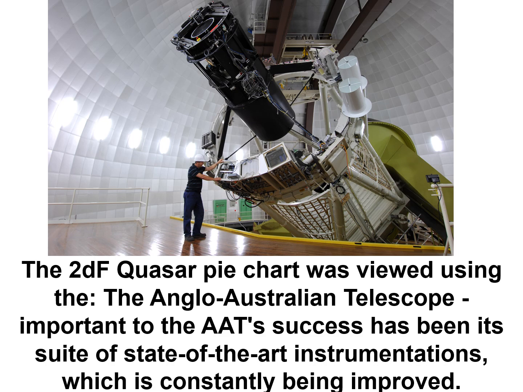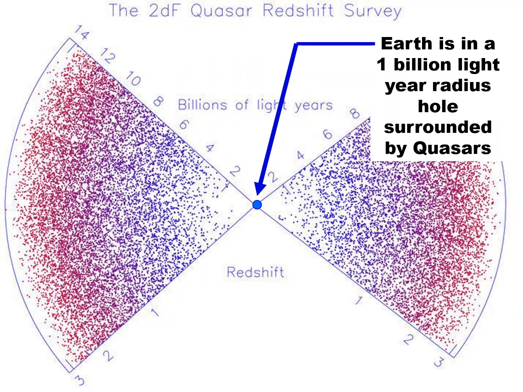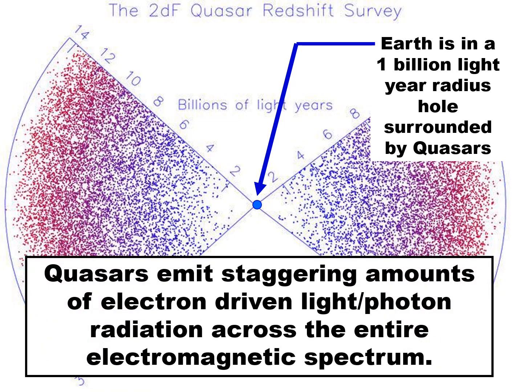Important to the telescope's success has been state-of-the-art instrumentation, which is constantly being upgraded and improved, eliminating that assumed concept of optical illusion. This quasar chart covers our whole visible universe, going out 14 billion light years in each direction, with Earth surrounded by quasars in onion-like layers, denying homogeneity. Quasars emit staggering amounts of electron-driven light photon radiation across the entire electromagnetic spectrum.